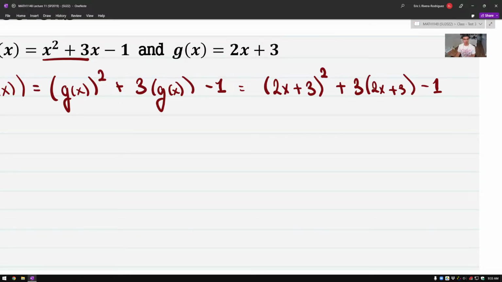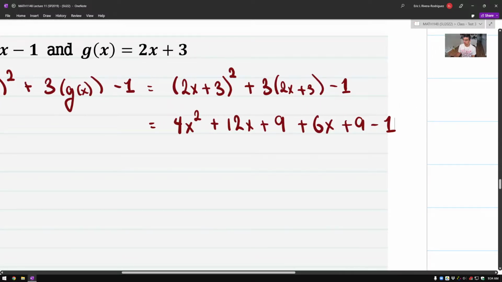But I want to go further, and I want to expand this and then combine all the like terms to simplify. So let's do that. So I have here 4x squared plus 12x plus 9. Then I have 3 times 2 is 6, plus 9, minus 1.